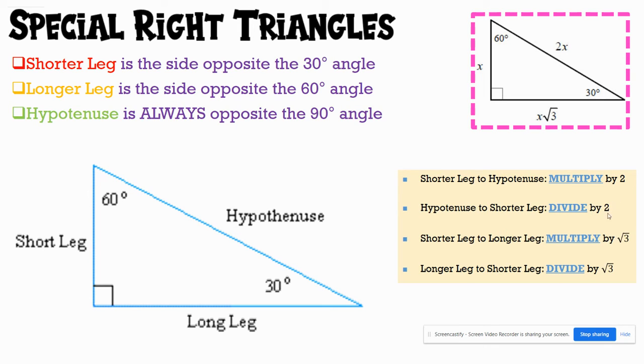You're taking half. Now, from the short leg to the long leg, you are multiplying the short leg by the square root of 3. If the short leg was 7, the long leg is 7 root 3. If the short leg was 9, the long leg is 9 root 3. And again, when you're working backwards, so if you were going from the long leg and you wanted to find the short leg, you would be dividing by root 3.